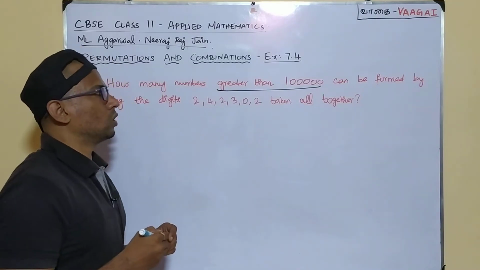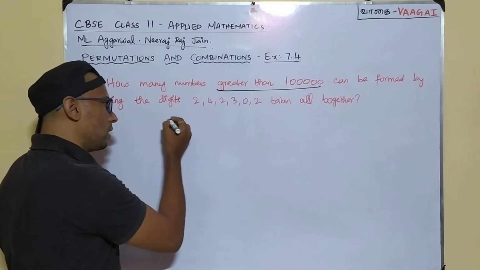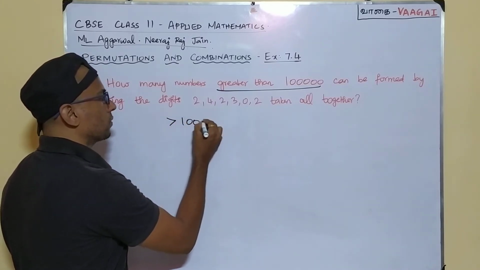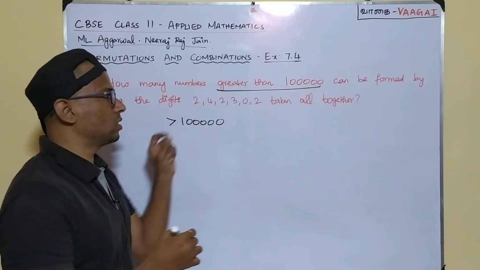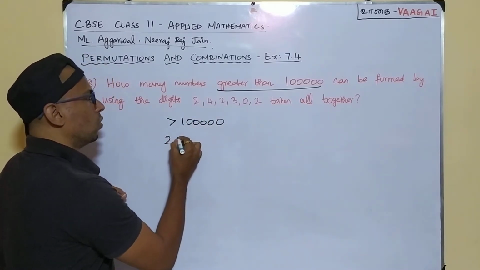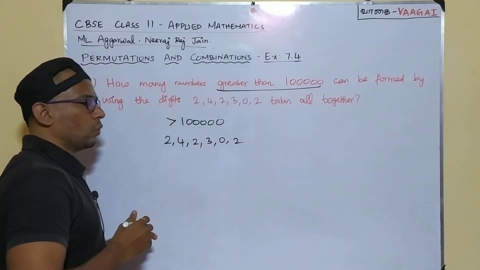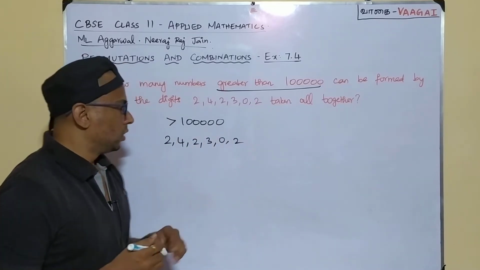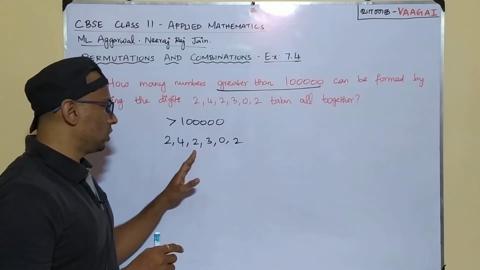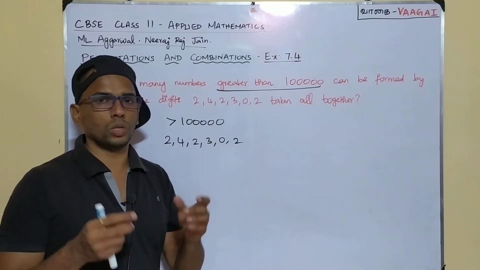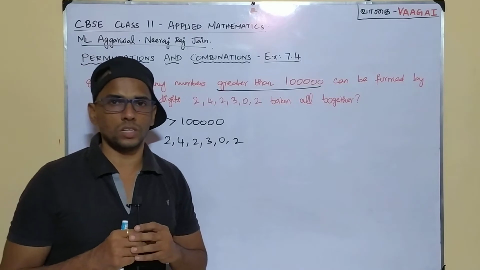All right. So the number we form should be greater than 1 lakh. We'll note it. And at the same time, we have to use only these digits. So what are the digits here? The digits are 2, 4, 2, 3, 0, 2. If you count how many digits are here, there are totally 1, 2, 3, 4, 5, 6 digits. So that means we have to form a 6-digit number. This is the question's condition.